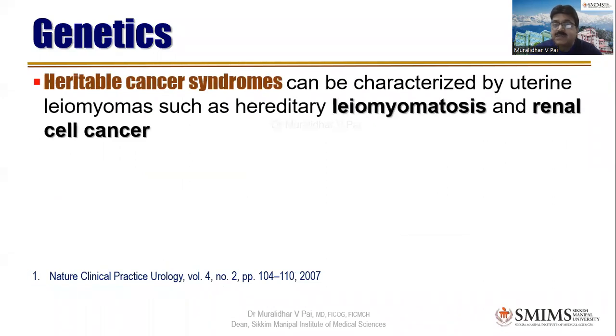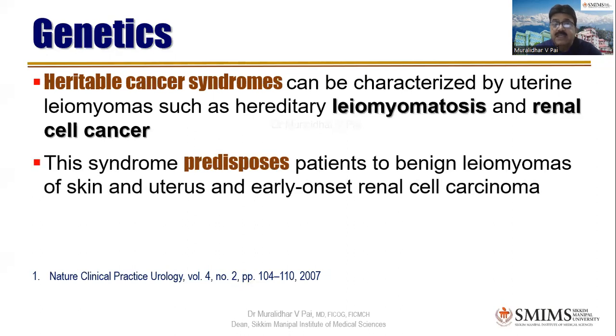Heritable cancer syndromes can be characterized by uterine leiomyomas, such as hereditary leiomyomatosis and renal cell cancer. Those who are supposed to get renal cell cancer or leiomyomatosis can also develop fibroids as a benign counterpart of them. So heritable cancer syndromes need not always have cancer. Before cancer, they may have a benign tumor like fibroids. This syndrome predisposes patients to benign leiomyomas of the skin, not just the uterus, and early onset of renal cell carcinoma.